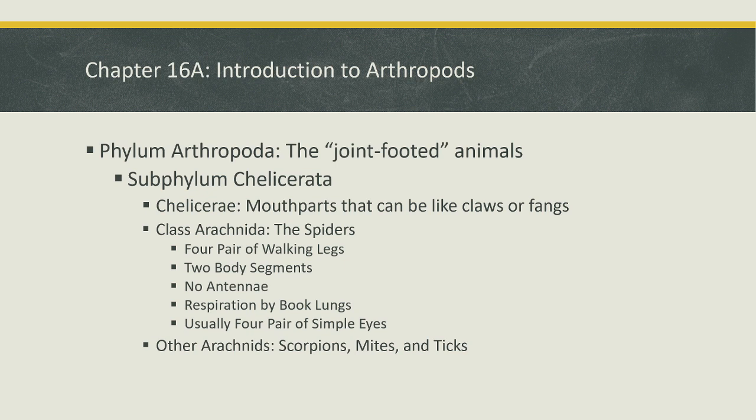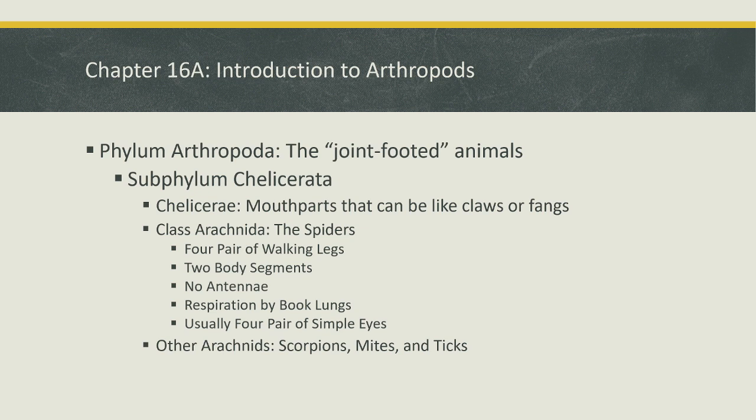They don't have any antennae, no antennae at all. And then they have respiration by book lungs, and they're called book lungs because these tiny little lungs inside spiders, when they look at them, look like pages of a book that are all layered one on top of another. So entomologists call them book lungs. And then they usually have 4 pair of simple eyes. This is one of the places where we see simple eyes.